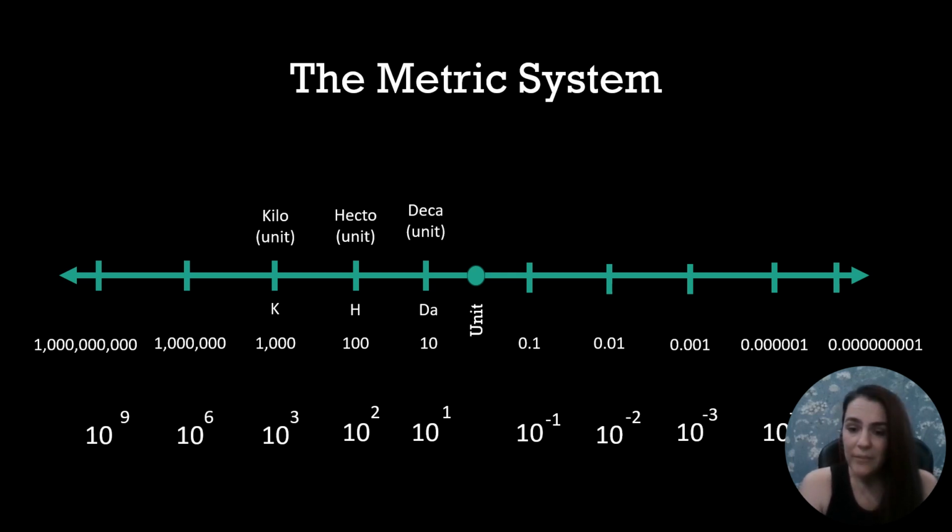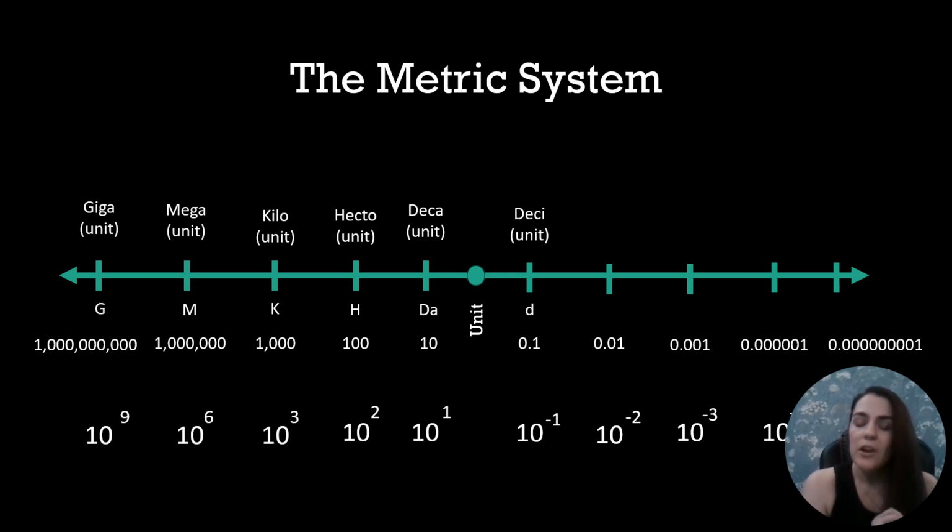That symbol is K. Moving up to 1,000,000, we have a megameter. That symbol is M. And moving up to 1,000,000,000, we have a gigameter. That symbol is G. Now again, we can also do this on the smaller side with the smaller numbers. 0.1 is called a decimeter. 0.01 is called a centimeter. 0.001 is a millimeter.